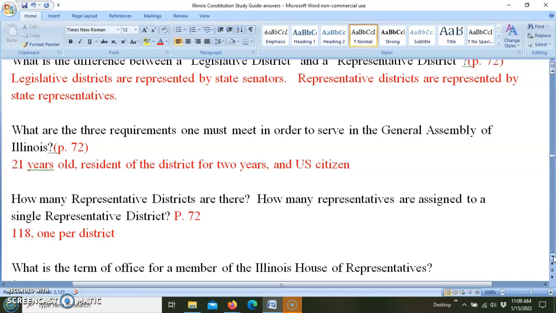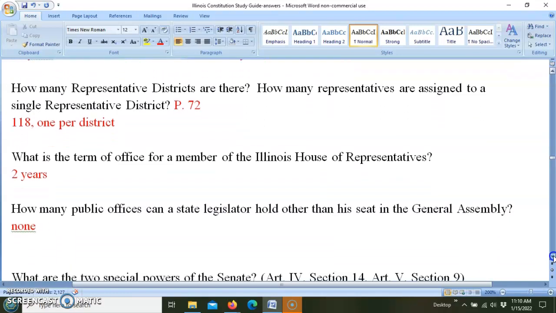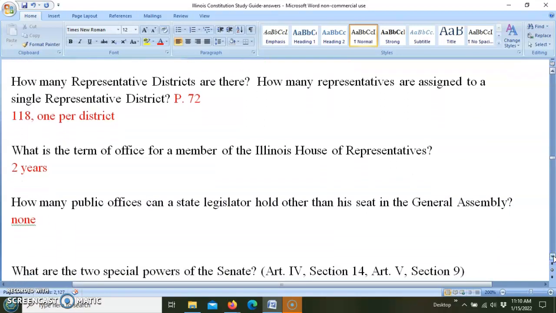Next question. How many representative districts are there? How many representatives are assigned to a single representative district? There are 118 representative districts, and of course 1 representative per district. And as we discussed in the last lesson, each legislative district is split in 2 to get 2 representative districts in each legislative district. Okay, next question. What is the term of office for a member of the Illinois House of Representatives? And it is 2 years.